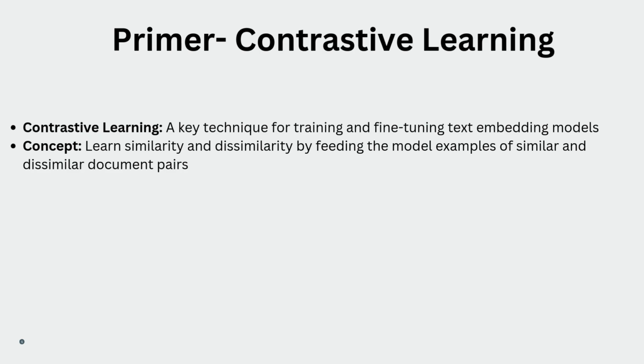Contrastive learning is a fundamental technique to generate text embeddings. The concept behind it is very simple yet powerful. The idea is to feed the model both similar and dissimilar documents so it learns how to distinguish and relate them. By contrasting documents, the model can better understand the underlying semantics and learn what makes documents similar or different.